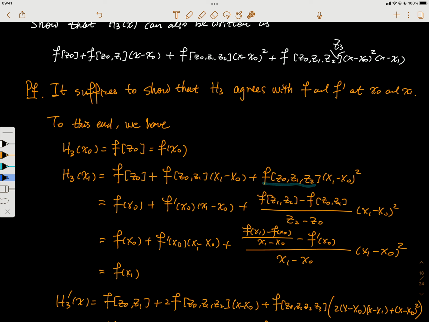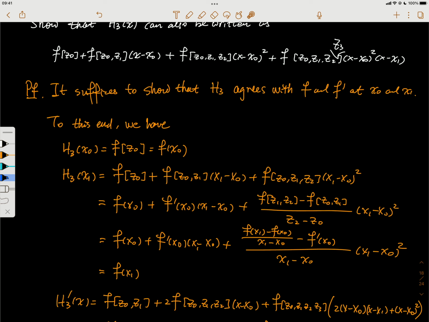And here, this one is constructed based on f of z1, z2 minus f of z0, z1 divided by z2 minus z0. Remember that this is, by definition, this forward difference here. This is just the derivative of f at x0, and this is just x1, this is just x0. So we put it back here, and then we get this. Now, if we look at this part times this, the denominator cancels. We only have f of x1 minus f of x0 left, and that together with this f of x0 will give us just f of x1.